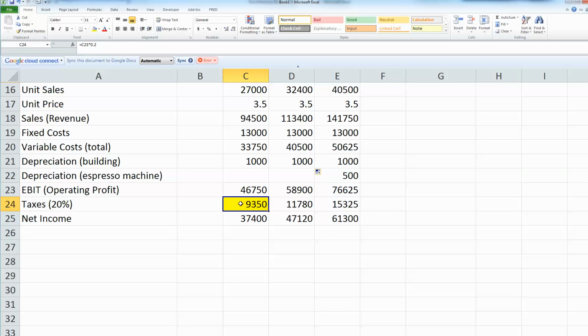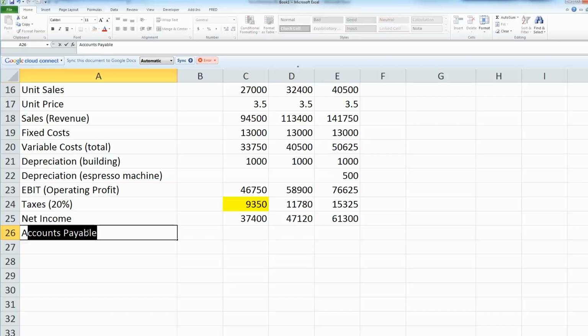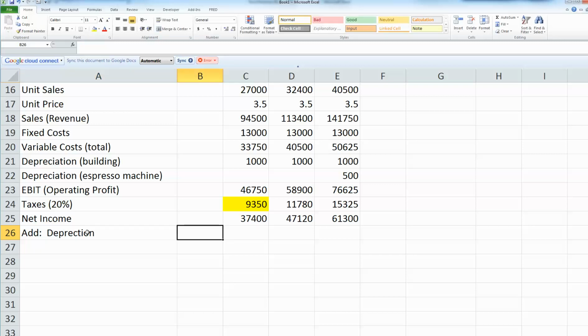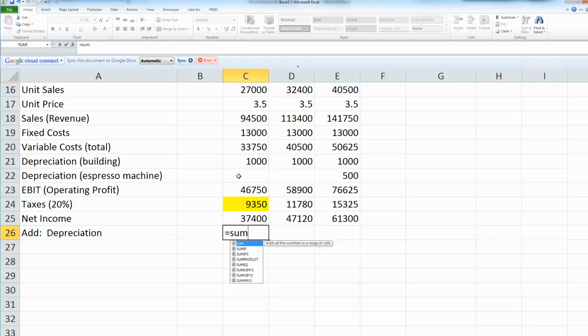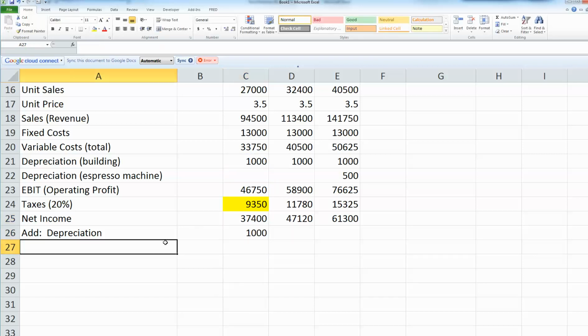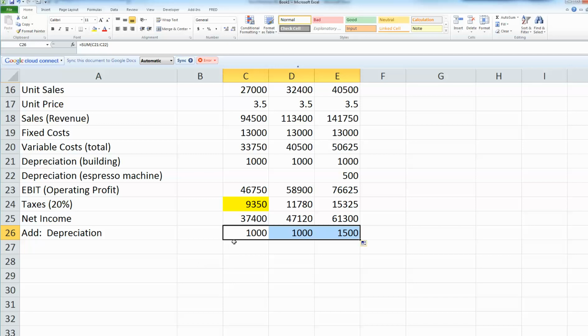That's the cash flow aspect of depreciation that I do care about: the fact that it saved me $200 in taxes in the year I wrote off that depreciation. But the depreciation itself wasn't actually a cash outflow in the year I have it listed. So I'm going to add it back in the year that it occurred. What I actually want to do is sum these two depreciation rows and add that depreciation back to net income to get my cash flows. So I'm just going to copy that depreciation formula across.